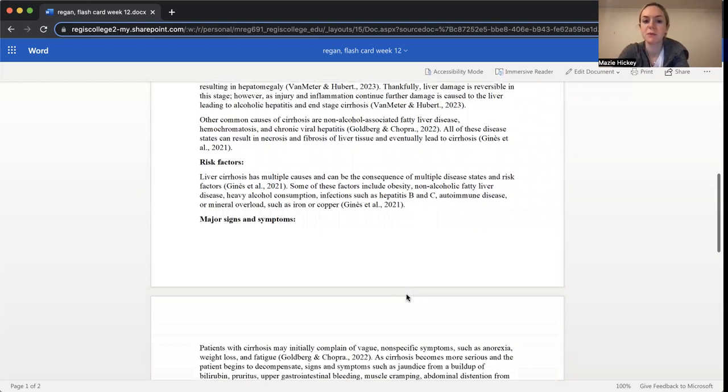Liver cirrhosis has multiple causes and can be the consequence of multiple disease states and risk factors. Some of these factors include obesity, non-alcoholic fatty liver disease, heavy alcohol consumption, infections such as Hep B and C, autoimmune diseases, and mineral overload, especially related to iron and copper.